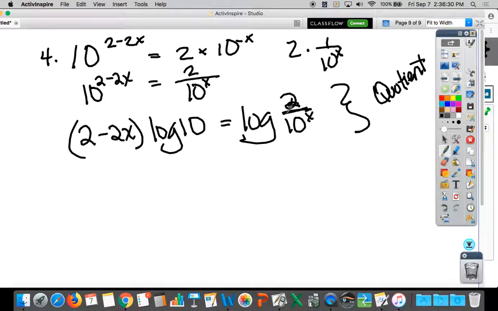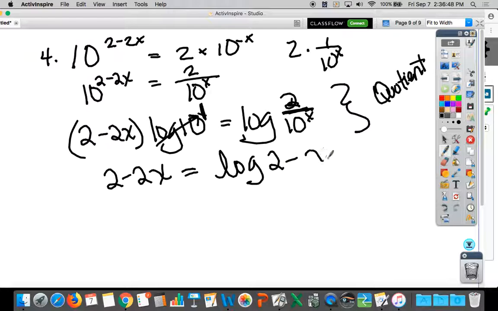It is dividing. So, also, I can get rid of that 10. It changes to a 1. 1 times 2 minus 2x is 2 minus 2x. So, this becomes log, how can I expand it? 2 minus x log 10. You have got to be able to recognize when you need to expand, or when you need to write it as a single.